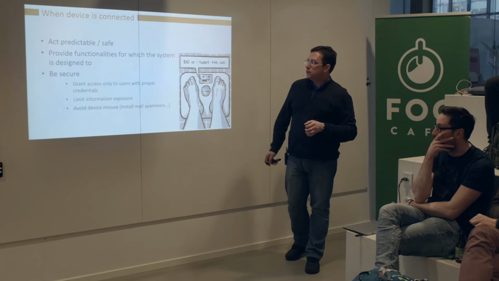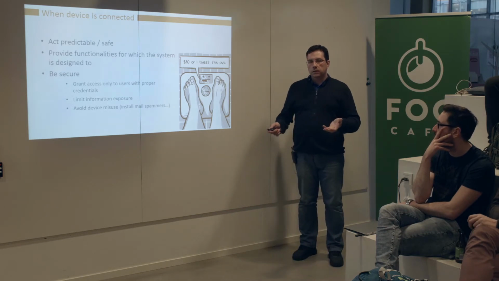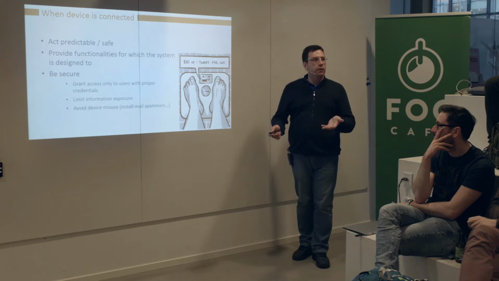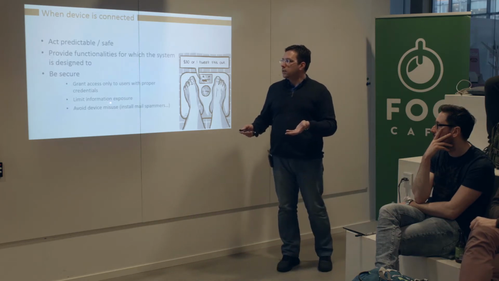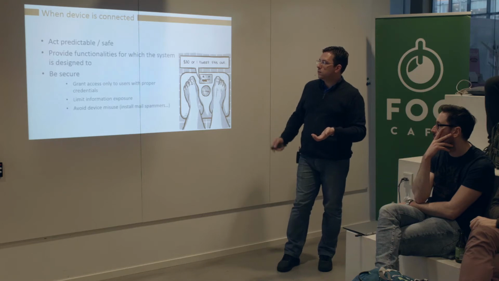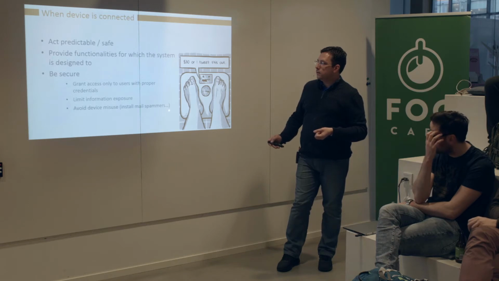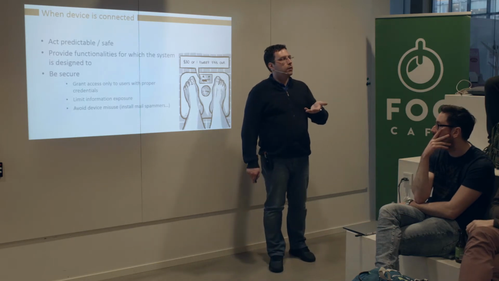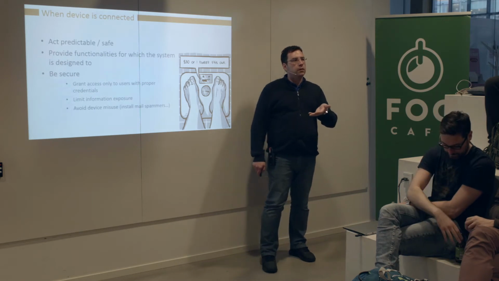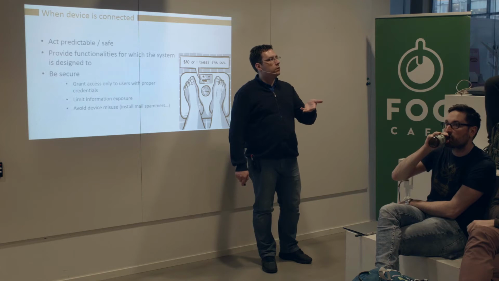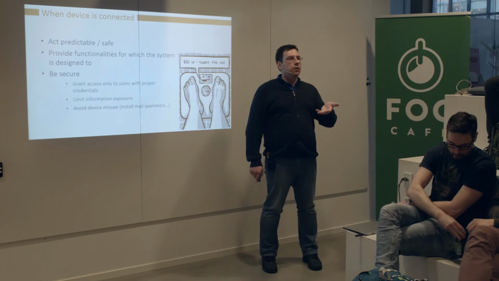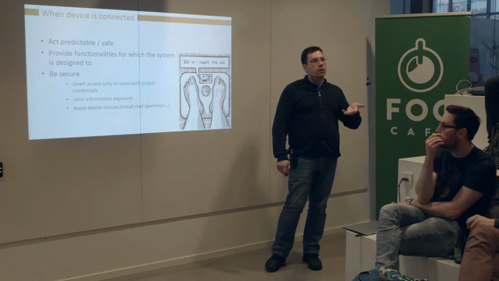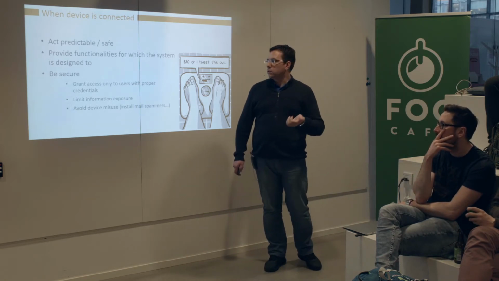It has to be secure, because in many cases the devices will be capable of exposing your private data, and therefore IoT devices have to grant access only to users with proper credentials, limit information exposure, and avoid device misuse. When I say grant access only to users with proper credentials, it means that the system has to be capable of authenticating that the person trying to gain access to the device has proper credentials in order to see what the state of a device is and maybe enable video surveillance or see what happens in the area in which the device is installed.